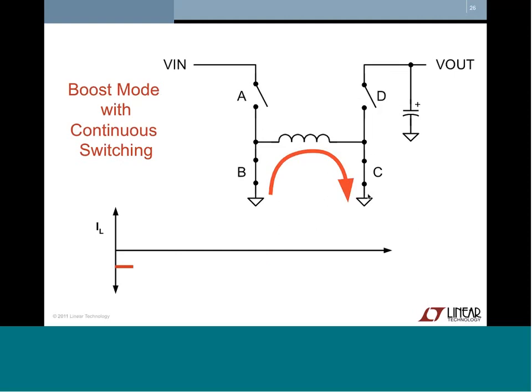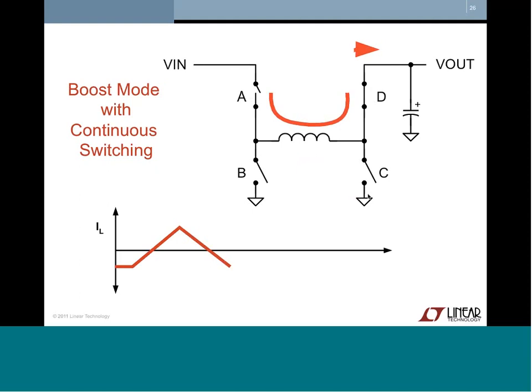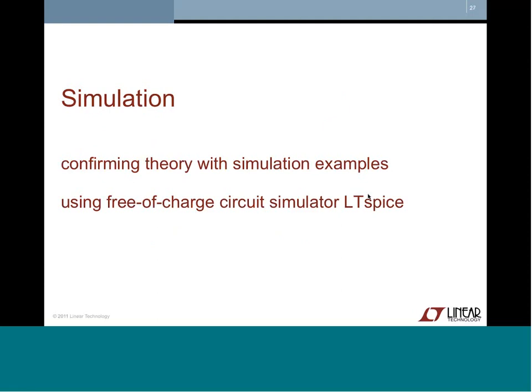Now, when the boost mode with continuous switching is applied, we've got again B and C connected, then A and C, then A and D, and the situation repeats. Okay, so you can see that with this activity with the switches, which are not classical buck and boost, we can have improved performance of the chips. Let's see how it looks in numbers.